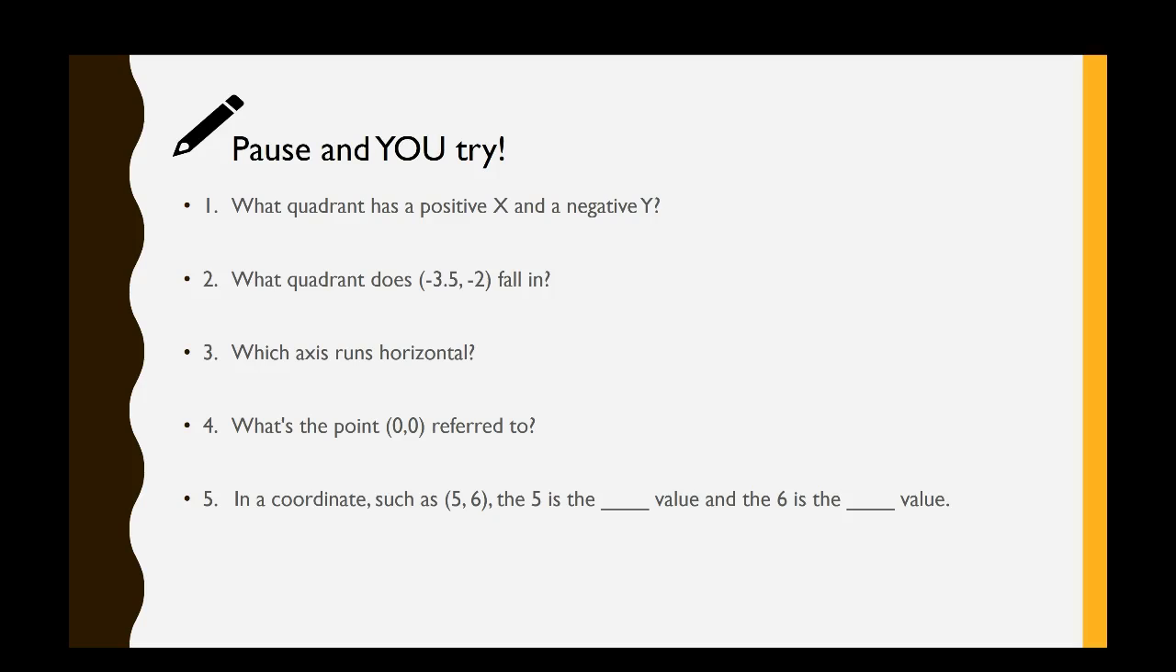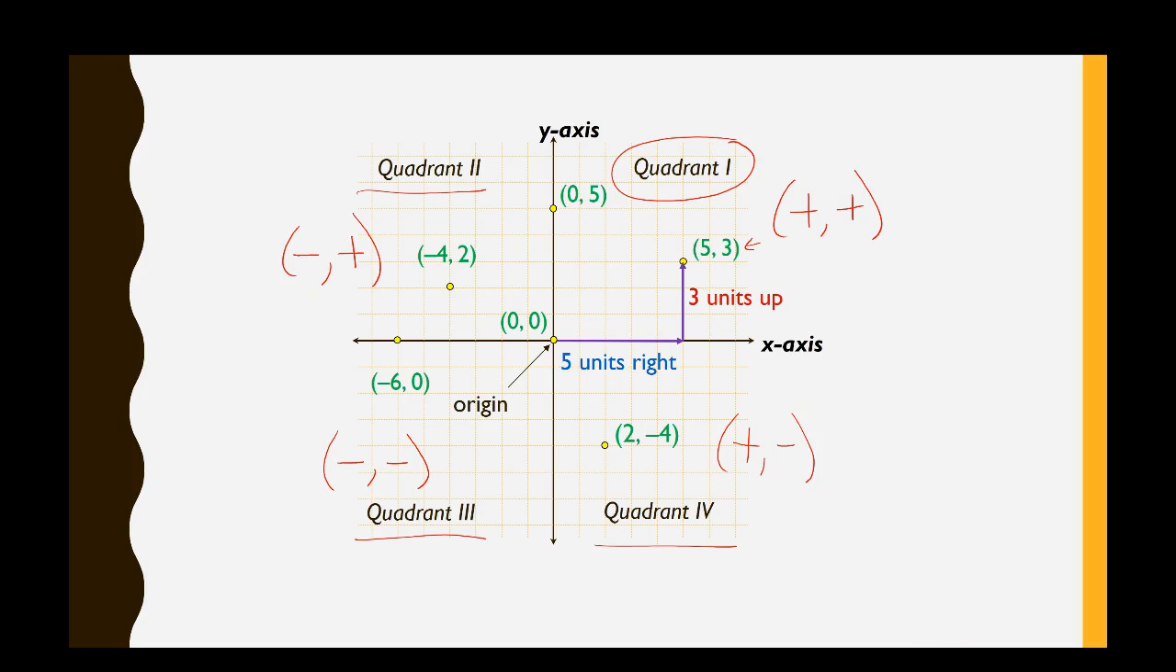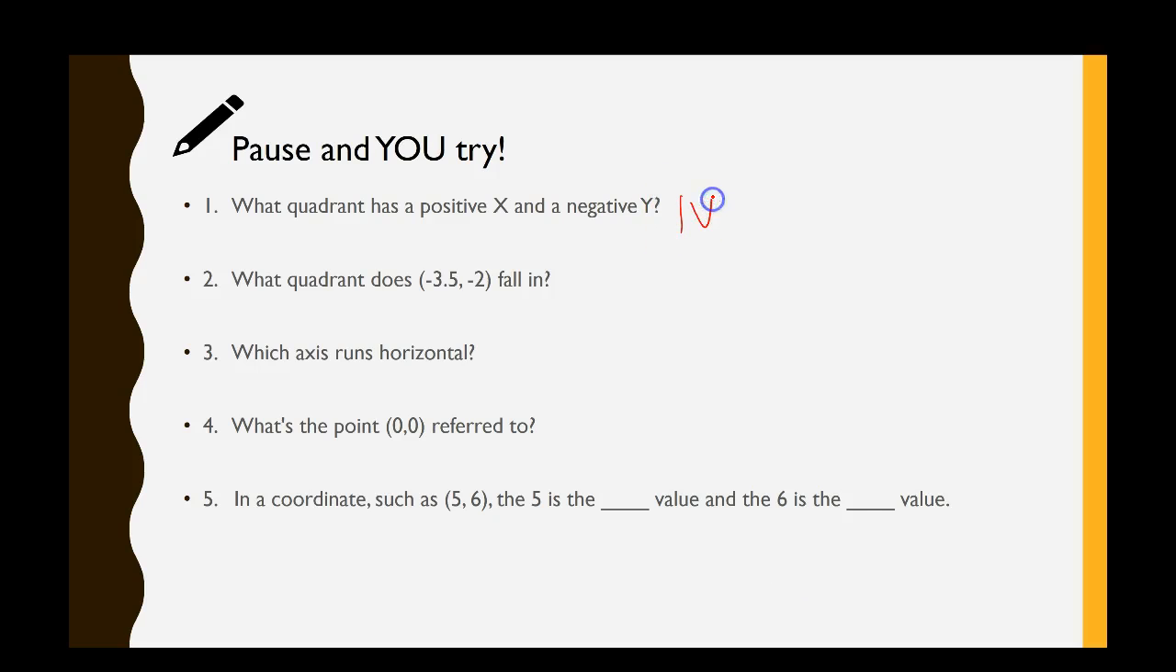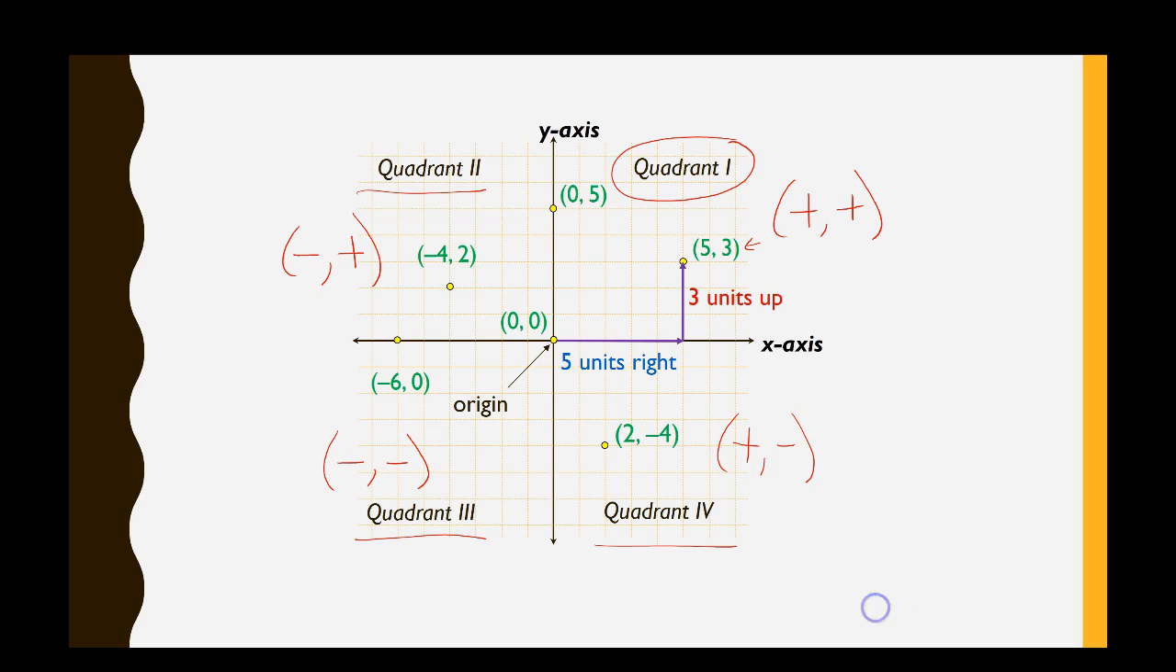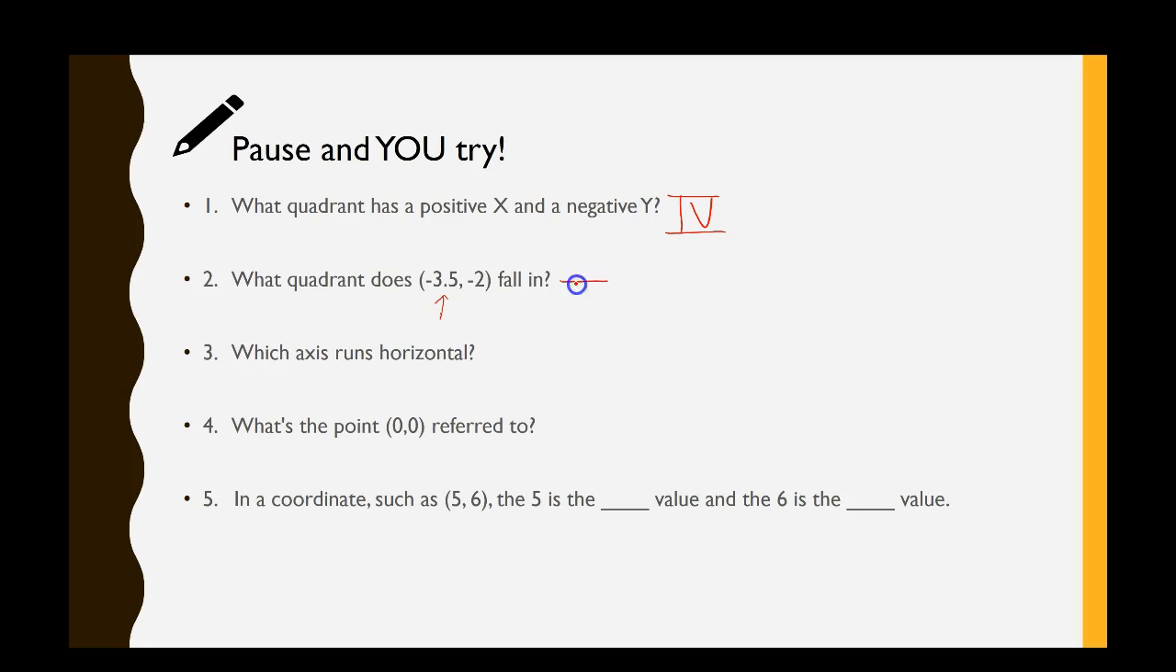Okay, what quadrant has a positive x and a negative y? A positive x, negative y would be quadrant 4. What quadrant does (-3.5, -2) fall in? Just because this is a decimal doesn't change anything. If it's negative, negative, I am going to the left and down, which would put it in quadrant 3.